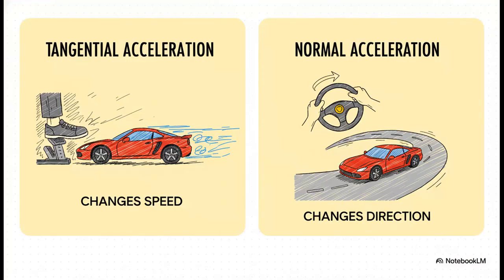The easiest way to think about it is like you're driving a car. Tangential acceleration, that's your gas pedal. It changes how fast you're going, your speed. Normal acceleration, on the other hand, that's your steering wheel. It changes your direction, making you turn and stay on that curved road. They work together, but they do totally different jobs.